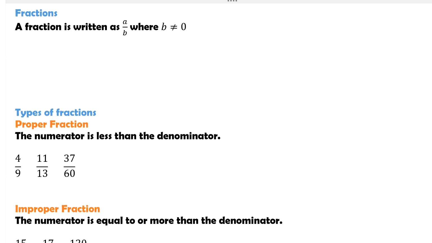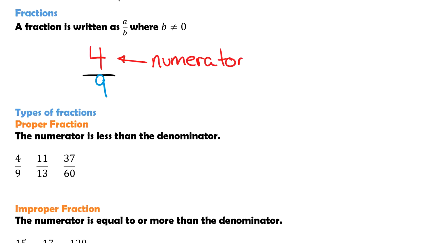In this video, we're looking at fractions. A fraction is written as a over b, where b cannot equal 0. For an example, we could have something like 4 over 9. This 4 is known as the numerator. Going forward, whenever I refer to the numerator, I'm talking about the number on the top of the fraction. This number here is known as the denominator. So going forward again, the bottom number I'll be referring to as the denominator.